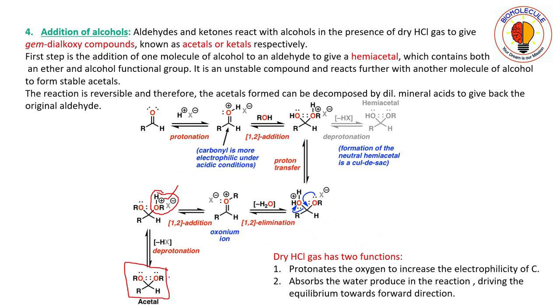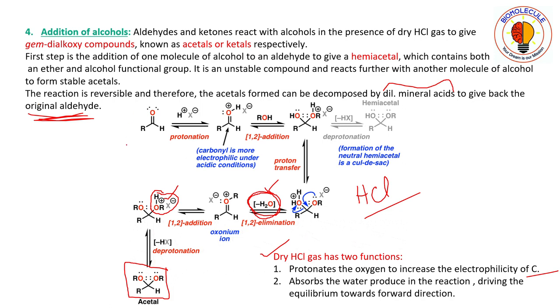So here we are using dry HCl gas, and it has two functions. First, it protonates the oxygen to increase the electrophilicity of the carbon atom, and second, it absorbs the water produced in the reaction, driving the equilibrium towards the forward reaction. See here, in this step water is leaving, so this water will mix with the HCl and you will get dilute mineral acid. So there will be a possibility to get back the original aldehyde. To account for that, we are using dry HCl gas.